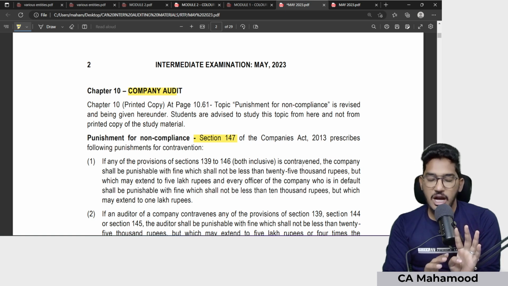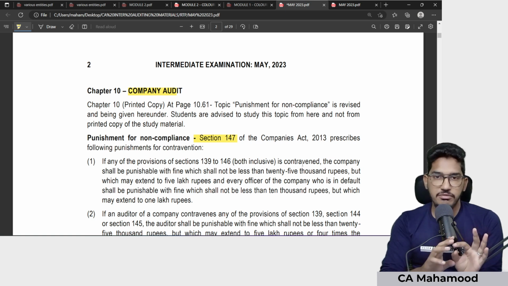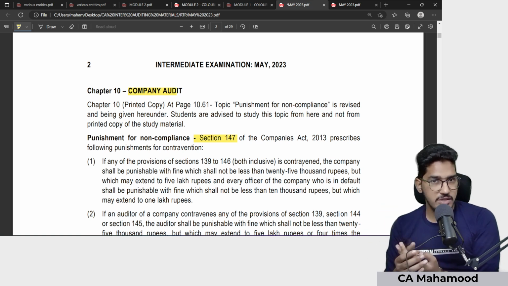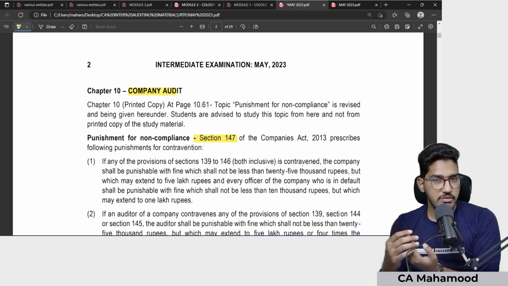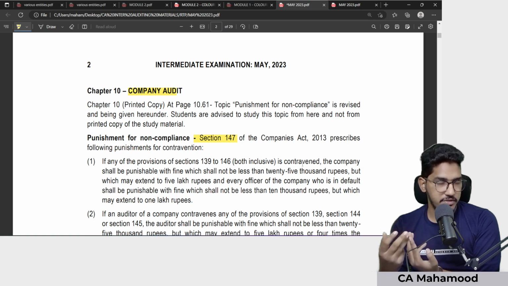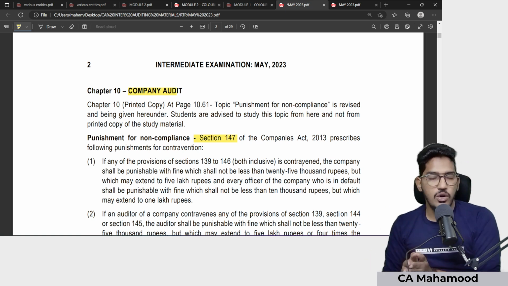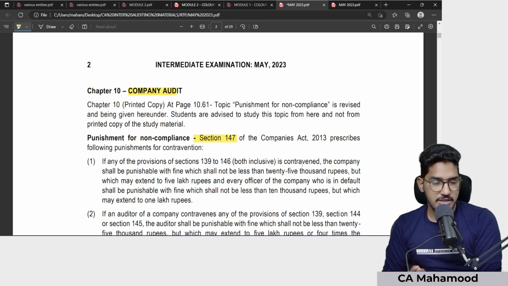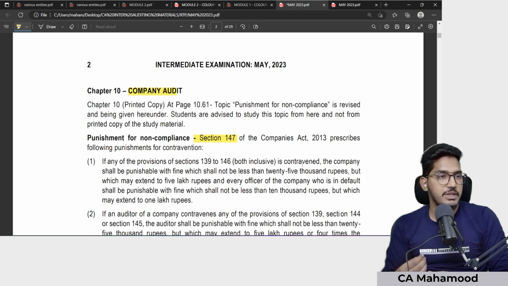Section 139, appointment of auditors. Section 140, which is talking about remuneration and other matters, casual vacancy, all these related matters. Section 141, qualification, disqualification. So like this, as we all know, there are so many sections of the Companies Act which are talking about appointment, qualification, disqualification, procedural formalities.